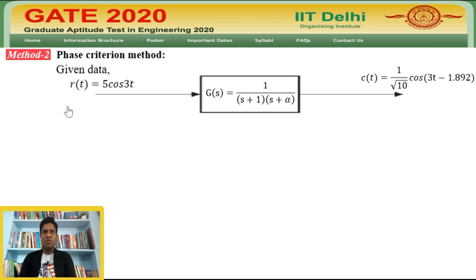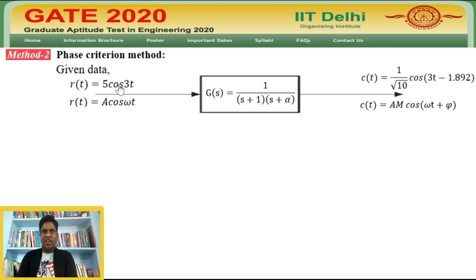Suppose when an input cosine term r of t equal to A cos omega t is applied to the system, it will produce the corresponding output c of t equal to Am cos of omega t plus phi. First, we will write the phase expression for the input term. From the input expression r of t equal to 5 cos 3t, we can write this equation as r of t equal to 5 cos 3t plus 0. Here the 0 is the input angle, so phi equal to 0. Finally, the angle of r of t equal to 0.